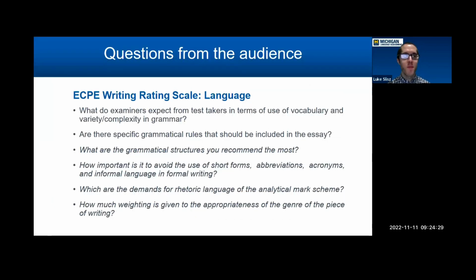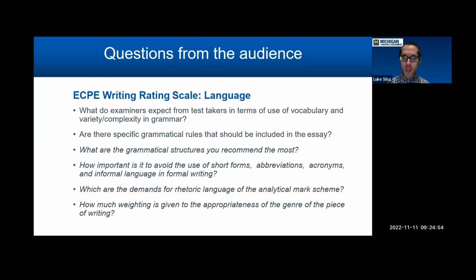The next section of the rubrics is related to language, and these are some of the questions that we received. We kind of addressed some of these points earlier. What do we expect to see in terms of vocabulary and grammar use? Are there specific things we'd like to see in terms of grammatical rules and structures? We do not have a specific list. We don't want to limit the test taker.